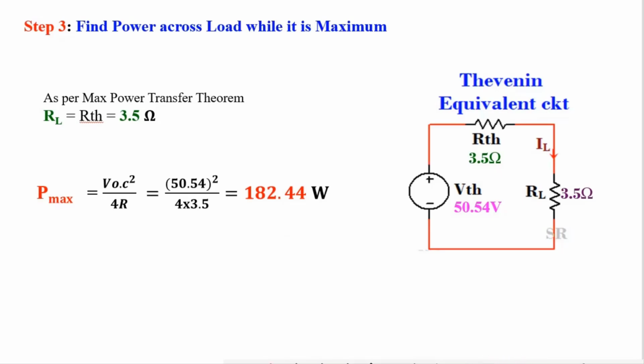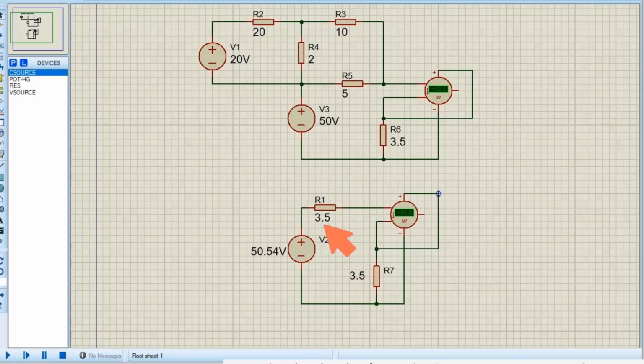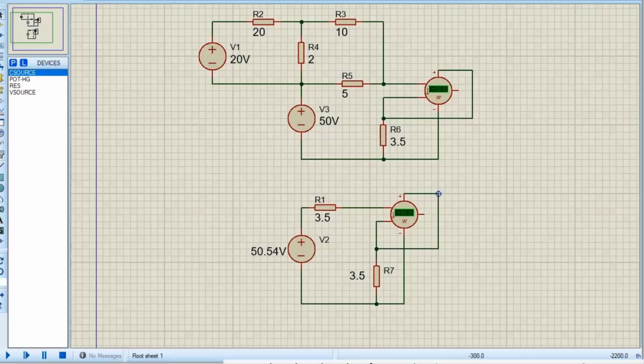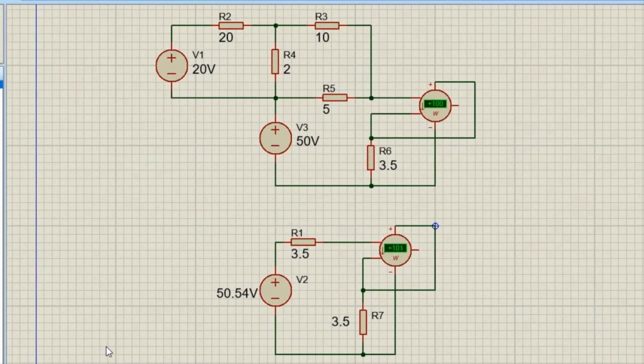Now checking whether my calculation is perfect or not. This is the equivalent circuit. Thevenin resistance 3.5, load resistance should be equal to 3.5, and in the main circuit I have used load resistance as 3.5. Now if the power at the main circuit and the power at the equivalent circuit are the same, and if it is 182.4 watt, then it can be assured that my calculation is perfect. Now running the simulation. Say the main circuit is 182 watt, and in the equivalent circuit it is also showing 182 watt. So the calculation I did is perfectly okay.